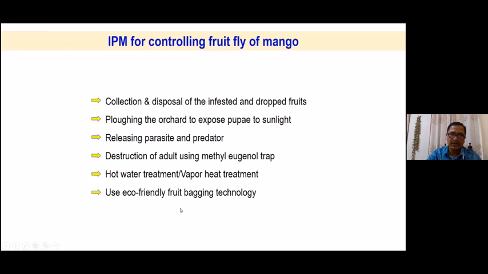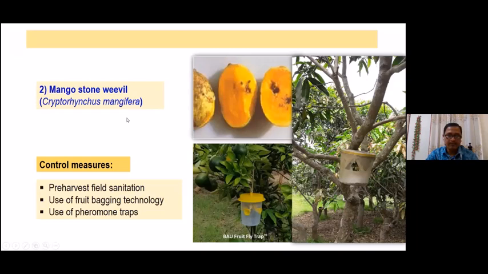Then another dangerous pest is the stone weevil. That also infects during the crop growing and fruit development.